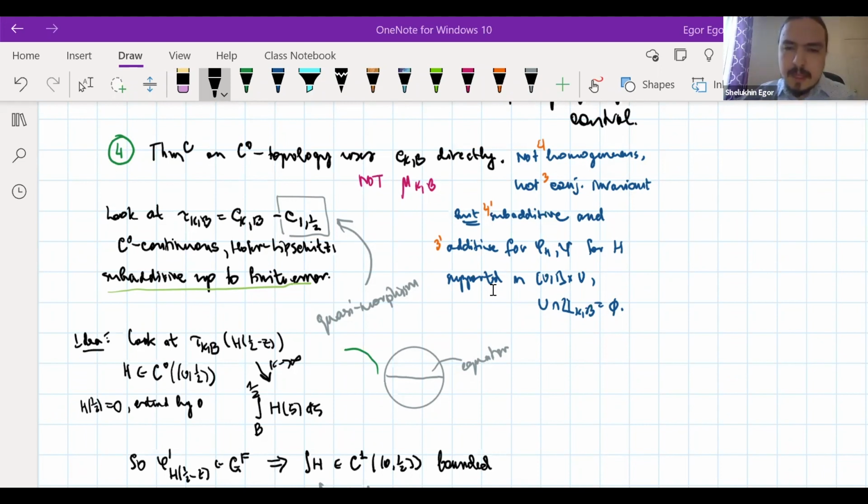Okay. And in fact, they are partially additive. So if H is supported in U, which is disjoint from LKB, then CKB, on S2, will be additive. And using this, one can prove that tau KB, which is CKB minus some CK prime B prime, it is actually advantageous to take K prime equal to 1 and B prime equal to 1/2. So this is kind of the honest Lagrangian equator in S2.